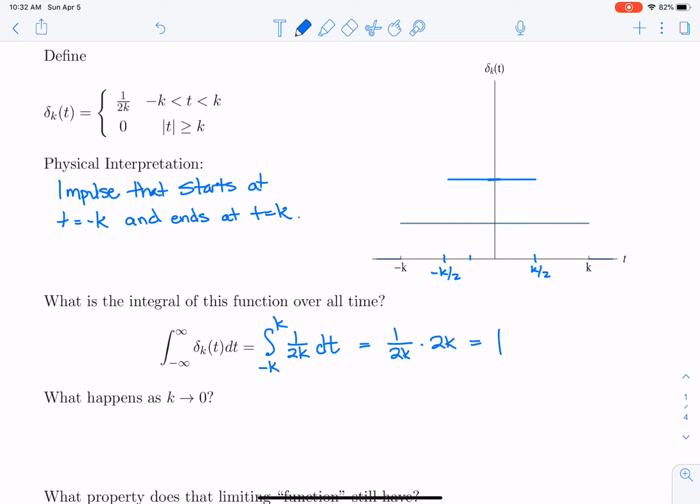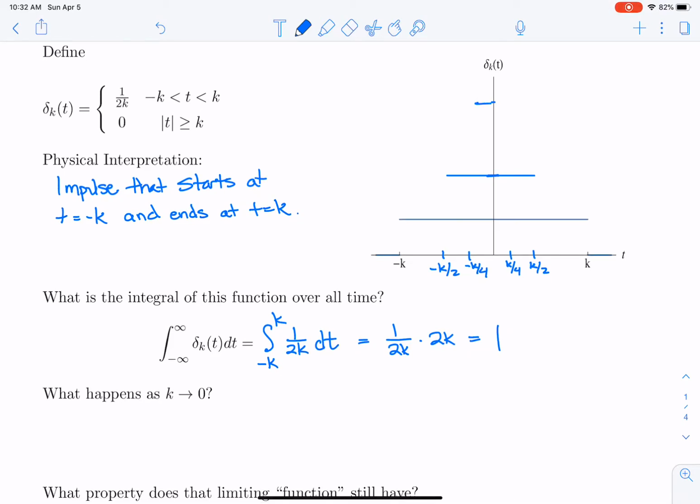What about from minus k over 4 to k over 4? So if we did delta sub k over 4, well, that's going to be twice as tall as the last one, but the interval is going to be half as wide. So again, we get a narrower interval, but it's going to be a taller function. Okay, so the function, as k goes towards 0, is going to get thinner in terms of when it's not 0, but also taller.